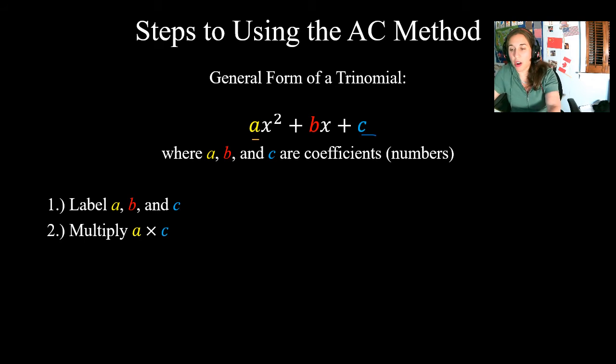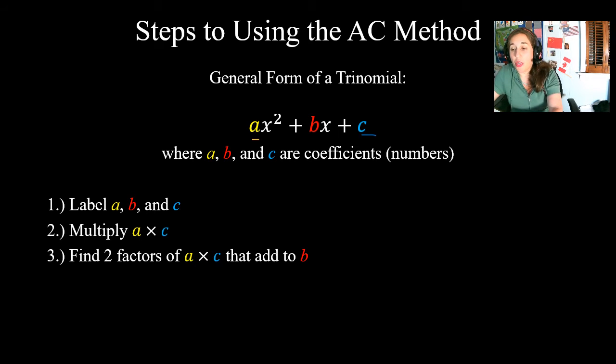Whatever those numbers are, we'll multiply them together. The third thing we're going to do is find two factors of a times c. Whatever we got for this answer of a times c, we're going to find two factors of that answer that add to b, our coefficient b.